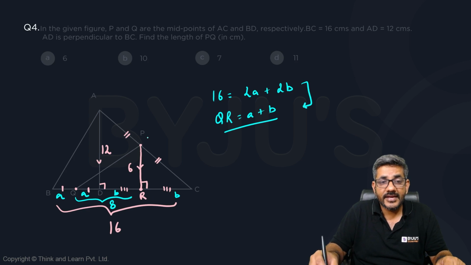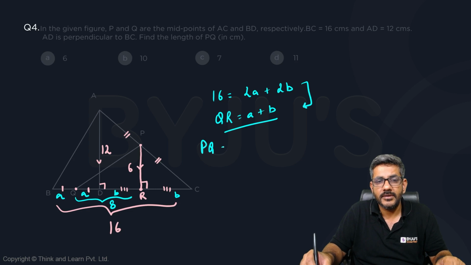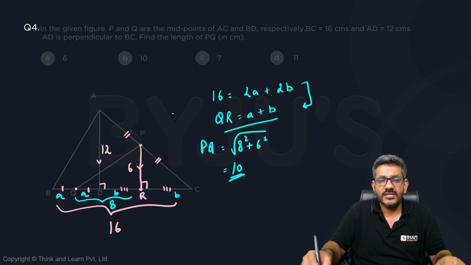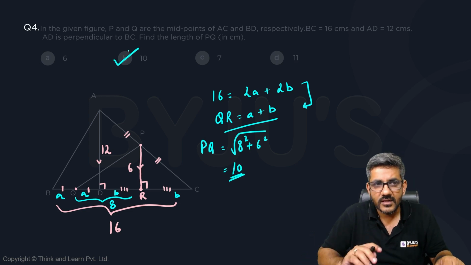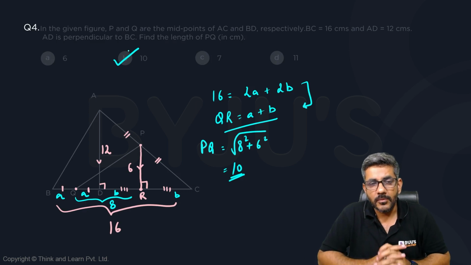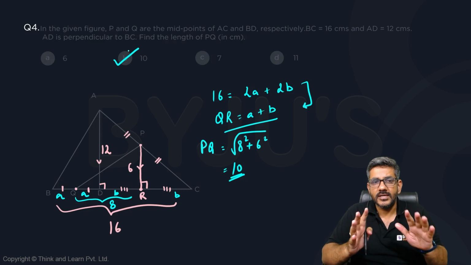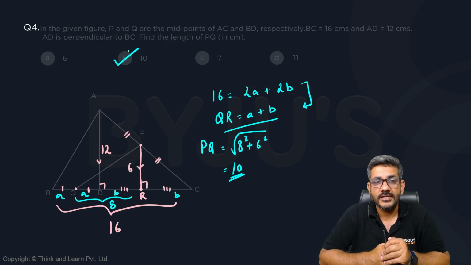If QR is 8, PR is 6. By using the Pythagoras theorem, I can easily calculate PQ. It is the square root of 8 square plus 6 square. This gives me the answer as 10. So 10 is the right answer for this question 4. So option B, that is 10, is the correct answer. I am assuming that this part is also clear to you.